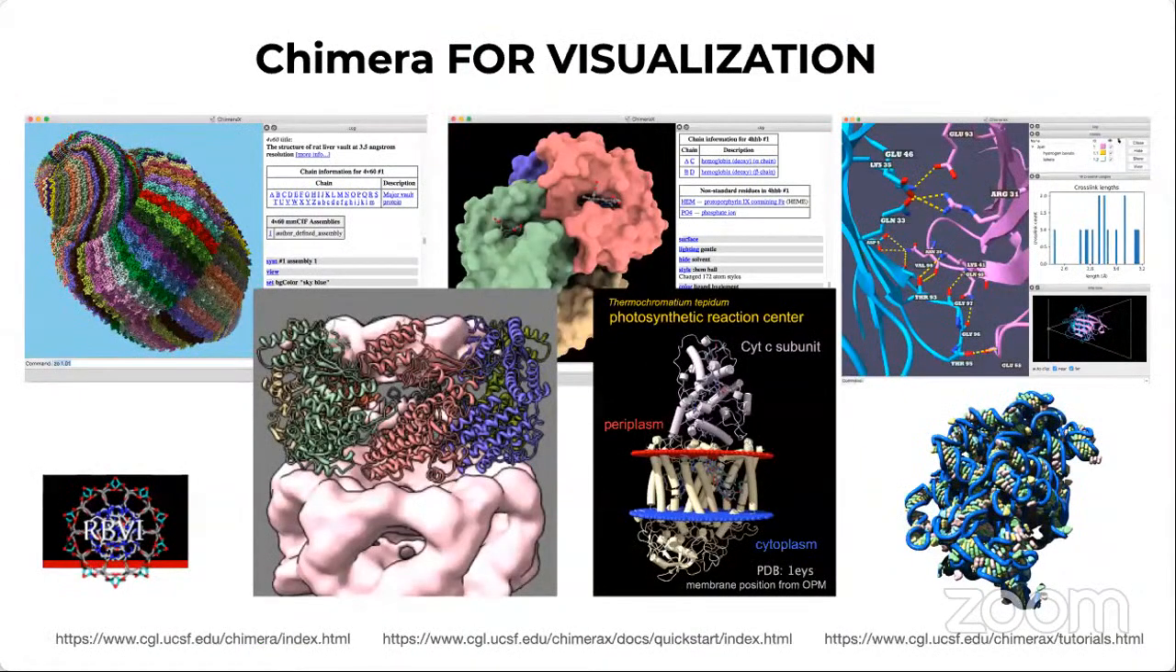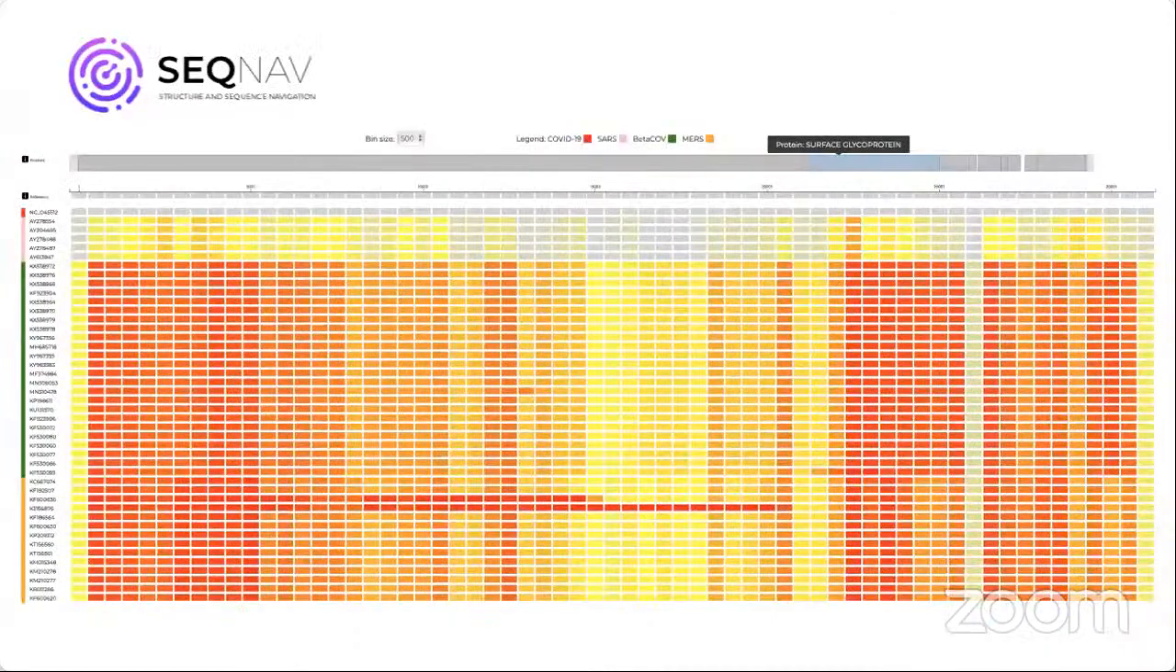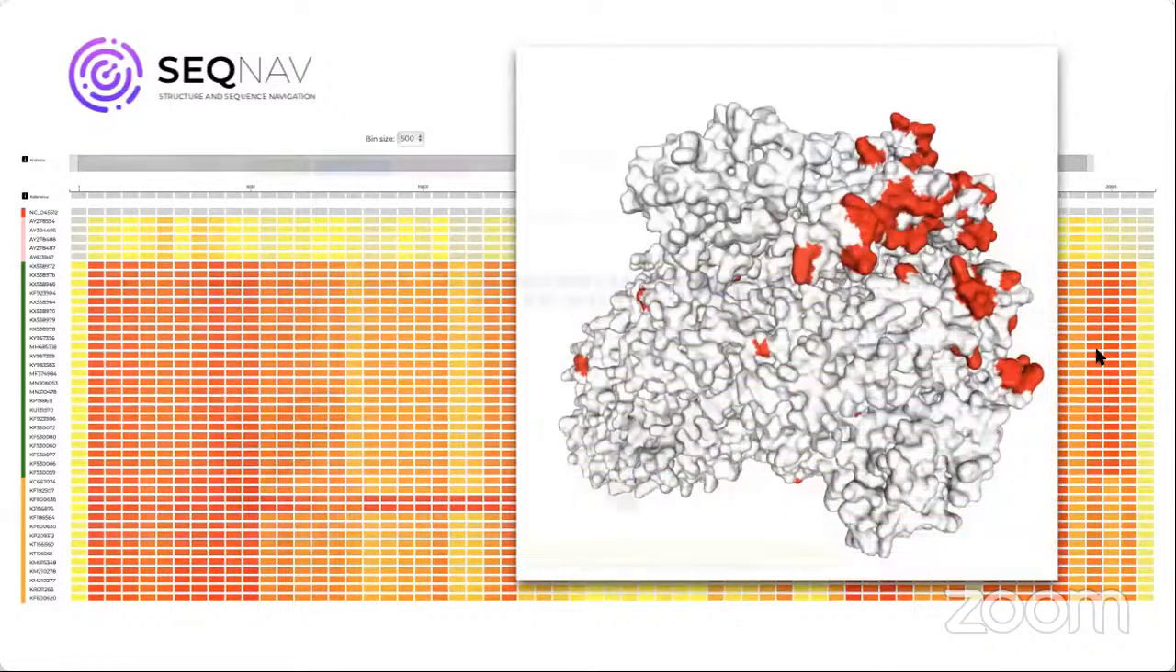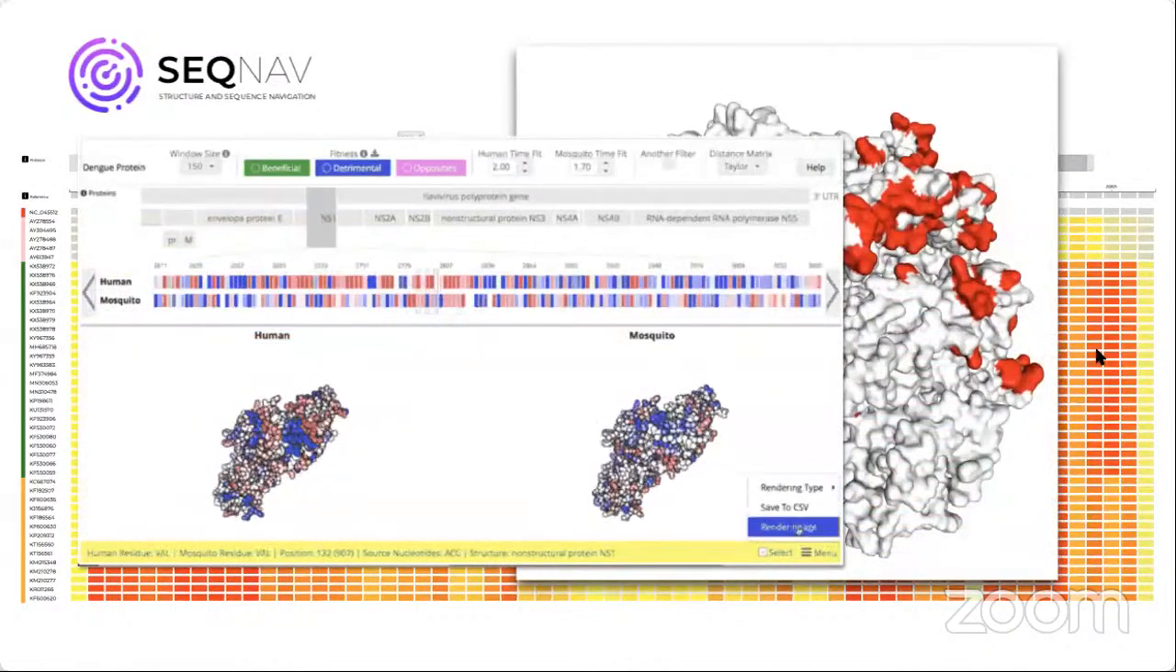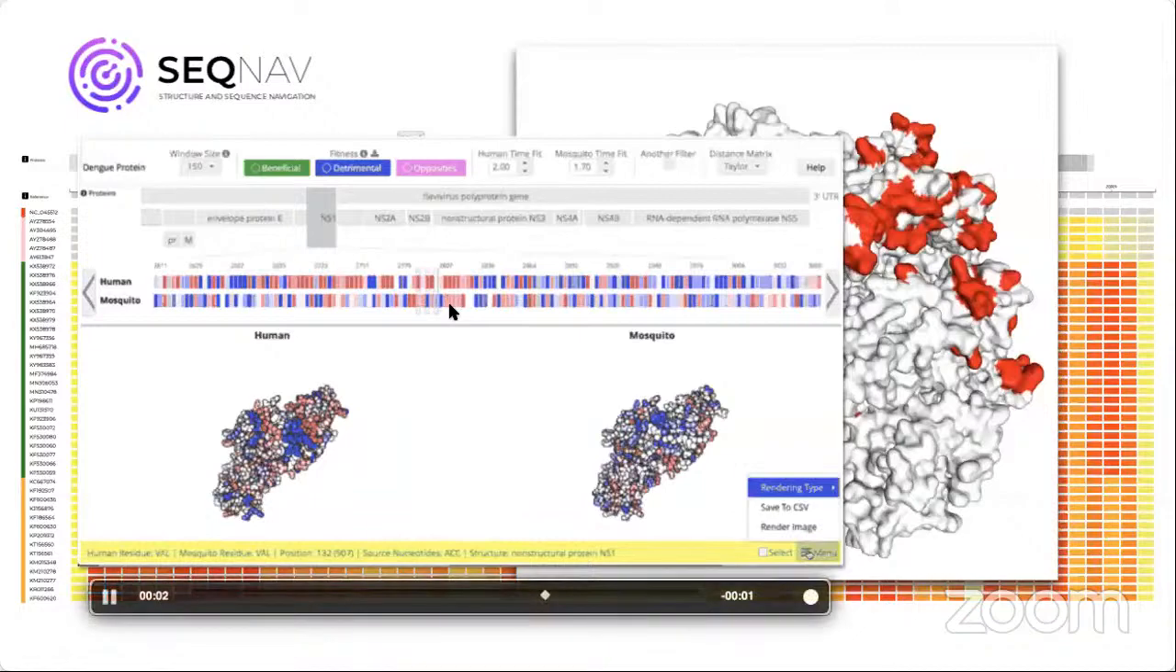Doing all of this is possible. In this program, we will be learning to use powerful visualization tools such as Chimera, and explore the available structural data. We will also review several tools developed for your training in this program, to navigate large data sets and connect the various aspects of sequence, structure, and metadata into a single experience. This is SeqNav.